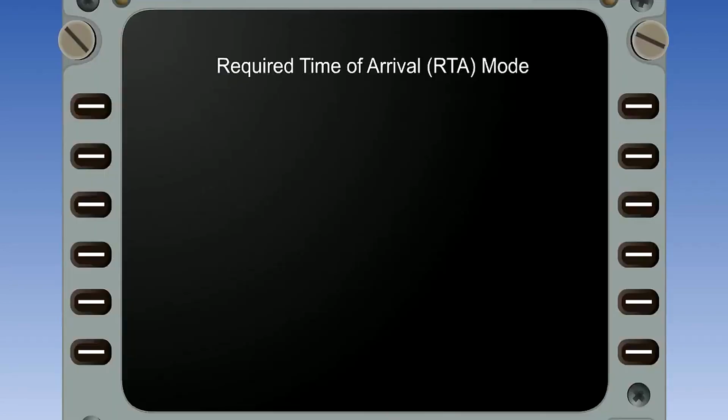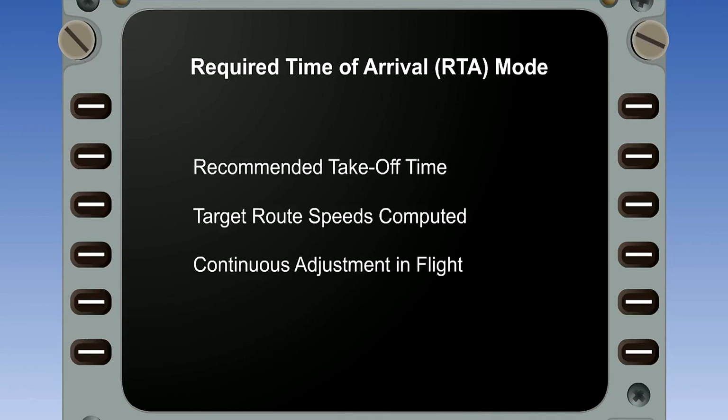A required time of arrival mode is available in order to arrive on time at some designated waypoint, such as the final approach fix, holding fix, or airport. The FMC computes a recommended takeoff time, then gives target speeds to fly and continuously adjusts them in flight. Speeds are automatically corrected for in-flight winds and route changes by adjusting the cost index. If RTA mode is used, taking off late will add to the cost as the aircraft will have to fly faster.